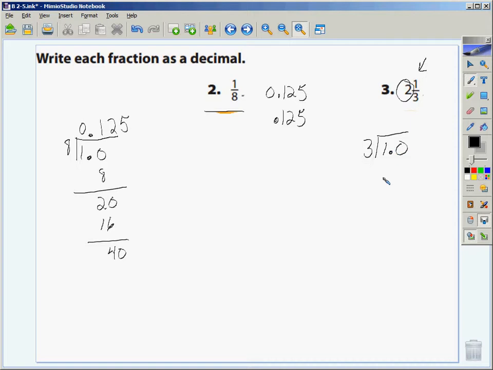Does 3 go into 1? No. Does 3 go into 10? How many times? And when I multiply it out, I'm bringing down a 1, and it's going to have the same number, right? So this is 0.33333 repeating, which is written as 0.3 with a bar over the top of it. What do I want to put in front of my decimal now? The 2.